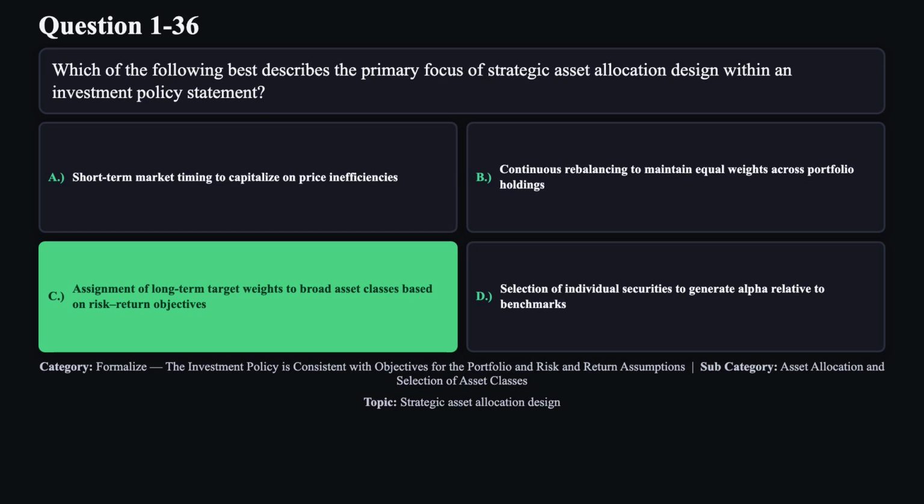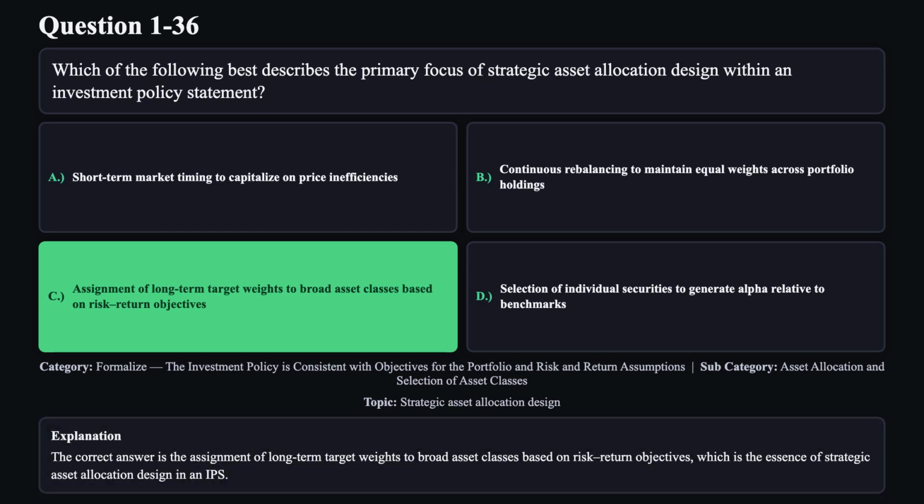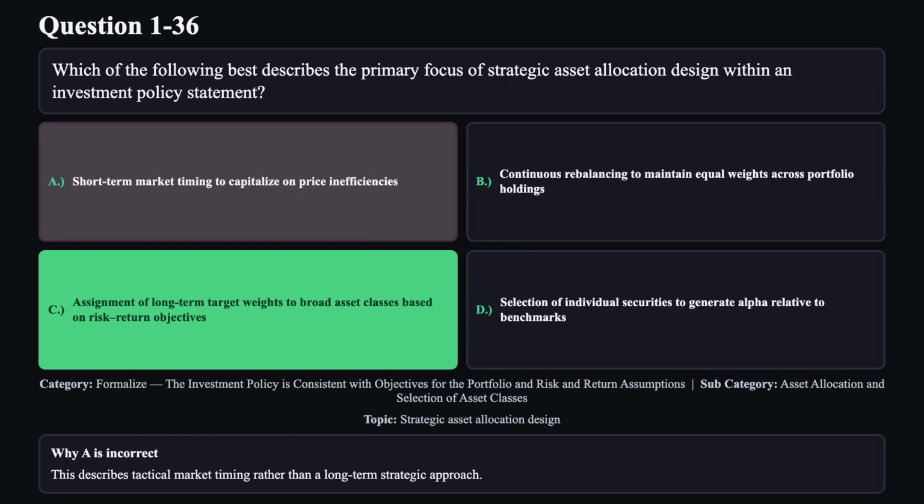The correct answer is C. The correct answer is the assignment of long-term target weights to broad asset classes based on risk-return objectives, which is the essence of strategic asset allocation design in an IPS. Reason A is not correct. This describes tactical market timing rather than a long-term strategic approach.